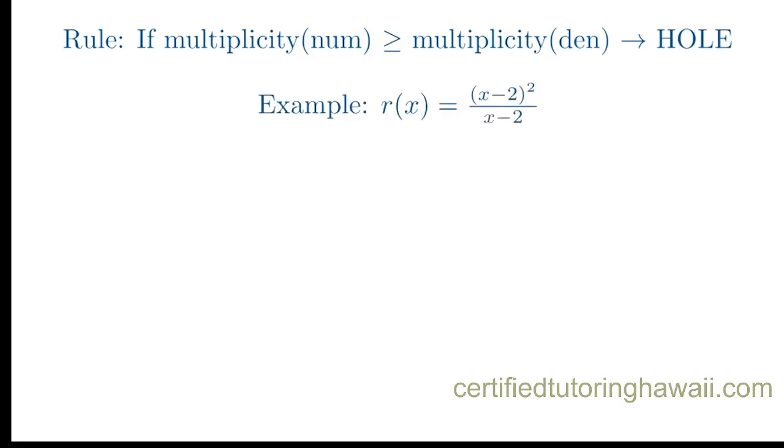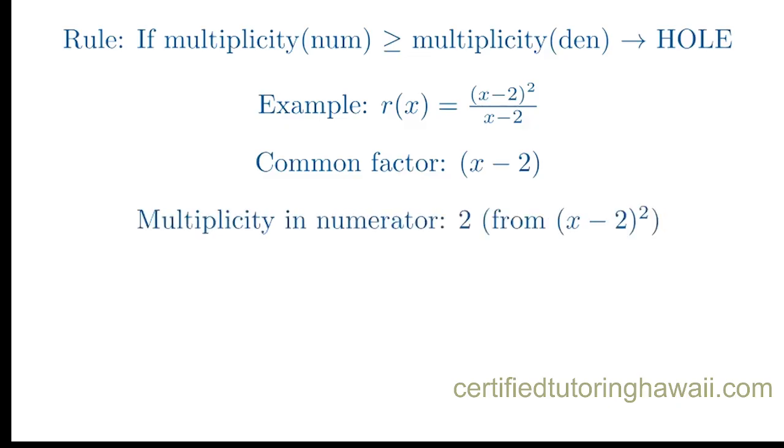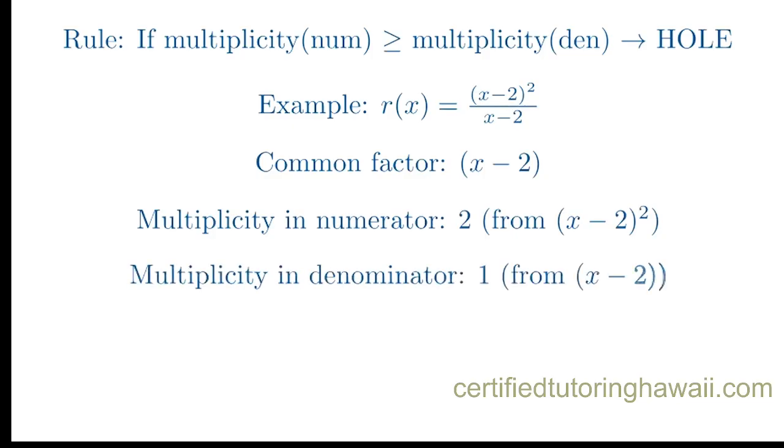First, we identify the common factor. It's clearly x minus 2. Now, let's find the multiplicity of this factor in the numerator and the denominator. In the numerator, we have x minus 2 squared, which means the factor x minus 2 appears twice. So, the multiplicity in the numerator is 2. In the denominator, we have a single x minus 2. Its multiplicity is 1. Now we compare them.